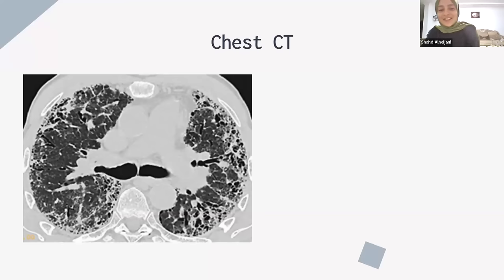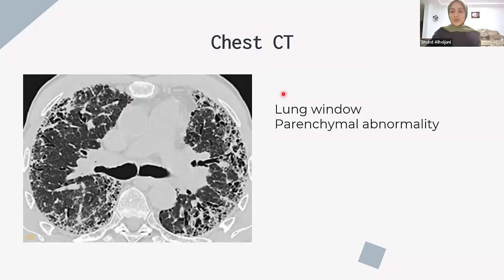So, lung. Yes, this is the lung window. Can you tell me what is going on? Can anyone diagnose? Fibrosis. Yes, good job. So here you have fibrosis going on. Oh, COPD. Yes. Okay, so you have both.